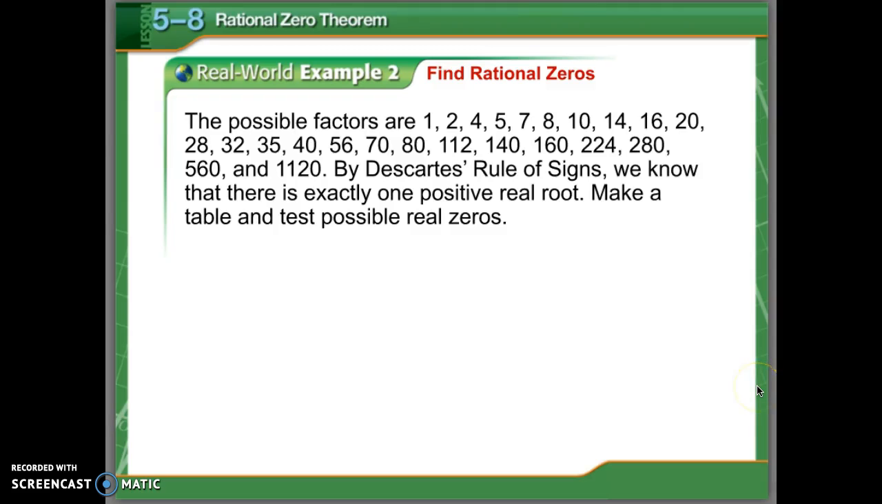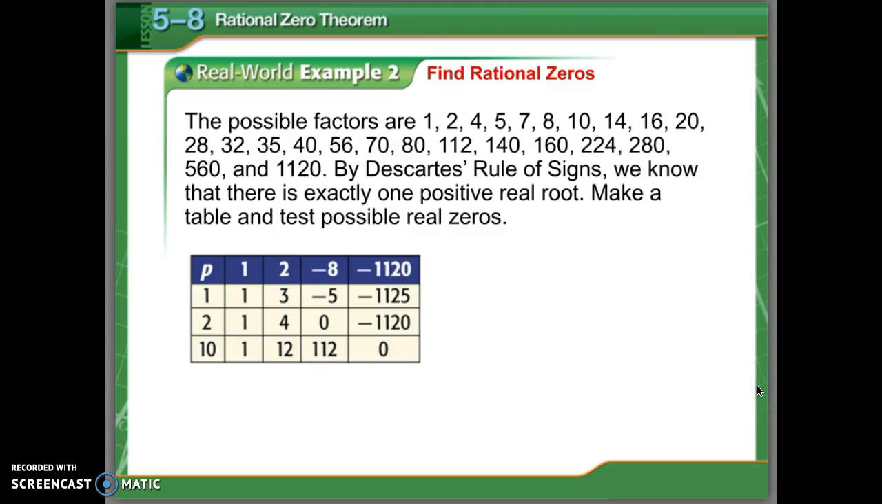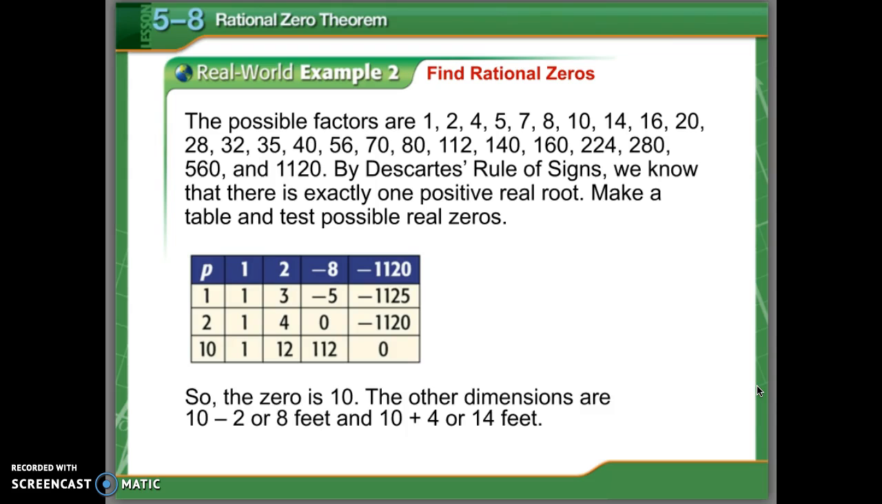And that might take you a little bit of work to find all the factors, but they've written them out for you. Notice, obviously, there are a lot. If you have a real-world problem, you might have more factors than if you just have a plain computational problem, just because you're likely to get larger numbers in real life.